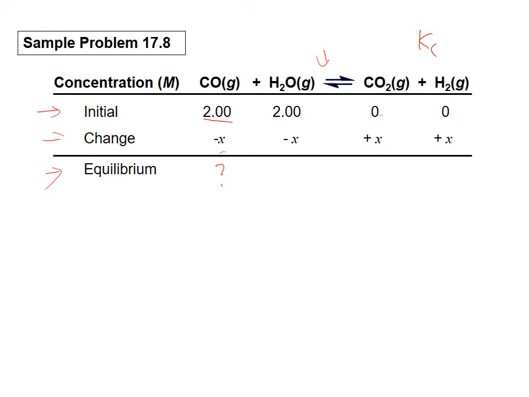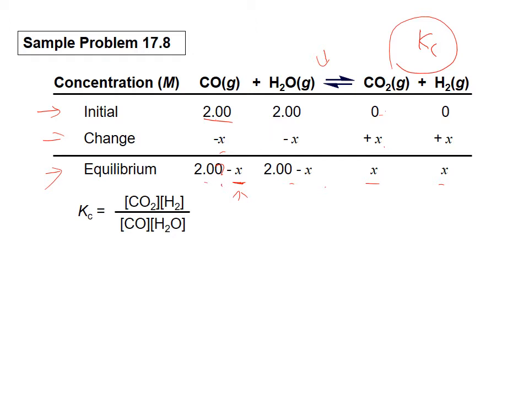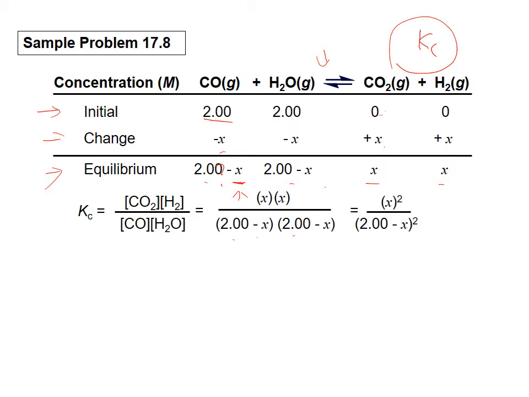Reactants are negative, products are positive, and at equilibrium, therefore, reactants are initial minus the change. So 2 minus x, 2 minus x. Products are initial plus x, so it's x, x. And how do you solve x? Well, we have Kc. Write Kc equals product over reactants. Here the products are x times x, so that's x squared, divided by 2 minus x, 2 minus x, and that gives you this equation.